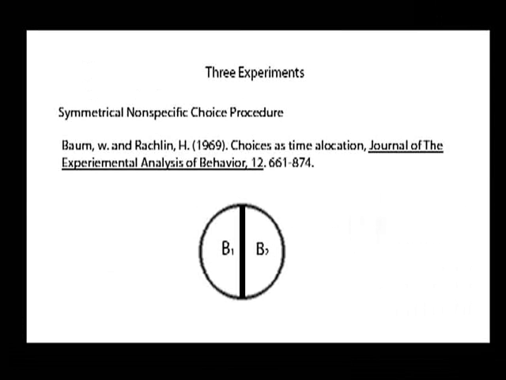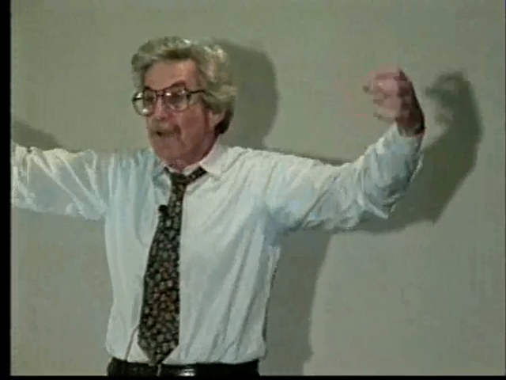So what did we do? Baum and Rachlin, "Choice as Time Allocation," Journal of the Experimental Analysis of Behavior, Volume 12, 861 to 874. This slide says symmetrical, nonspecific choice. We had a Skinner box, but a big Skinner box, with hoppers on the two sides. So now there were two hoppers where the pigeon could get food. There were no keys in the box. The pigeon didn't have to peck anything.